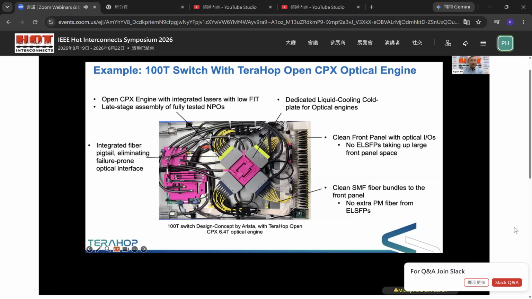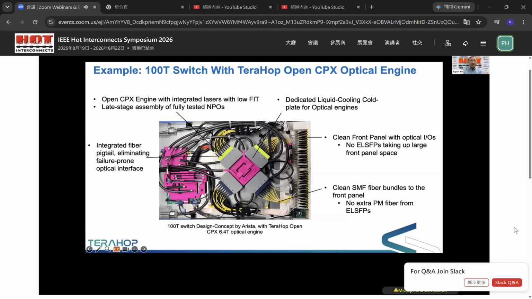This is a scenario where Arista recently built a switch using our OpenCPX engine. And you can see with the integrated laser, it looks really clean. Basically, surrounding the pink portion, this is the ASIC, a 100T switch in the middle, surrounded by 16 of the MPOs. You can call it CPO or MPO, depending on how you do it, but this is an IOA example. So with a pigtail, you eliminate this potentially failure-prone optical interface, because now you can just pigtail all the way to the front panel.